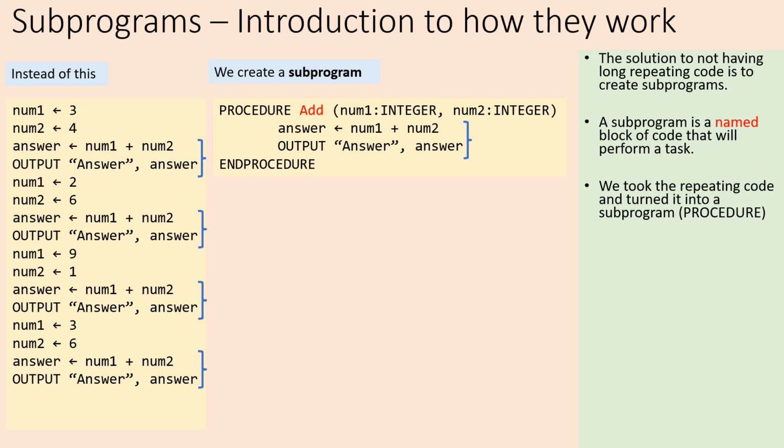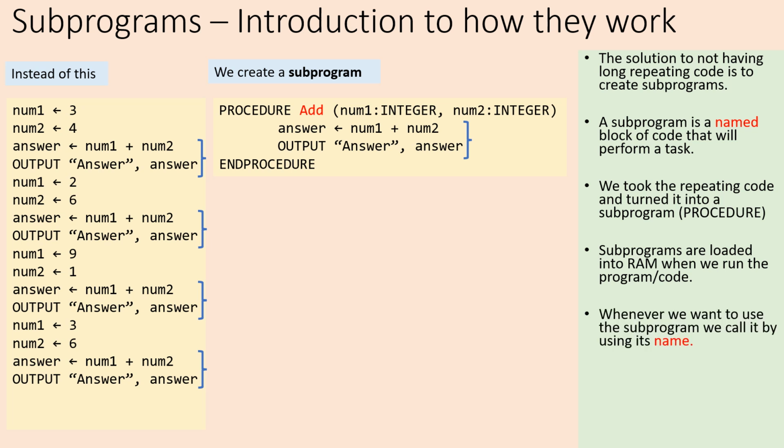Now this subprogram is called a procedure, and a little bit later in this introduction video, we'll look at the differences between the two types of subprogram you need to know about. But we're using a procedure for now. Here's how they work. When we run our code, the subprogram is loaded into RAM, the memory of your computer, and it's just waiting for us to use it.